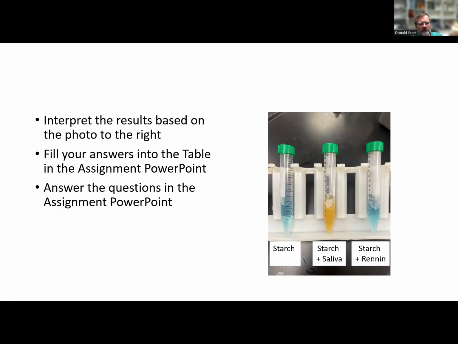Okay, so what I want you to do is interpret these results. And then once you've done that, you're going to fill in your answers in the table on the assignment PowerPoint, and then you'll answer a couple of questions. And once you're done with that, you are free to move on to our third experiment.